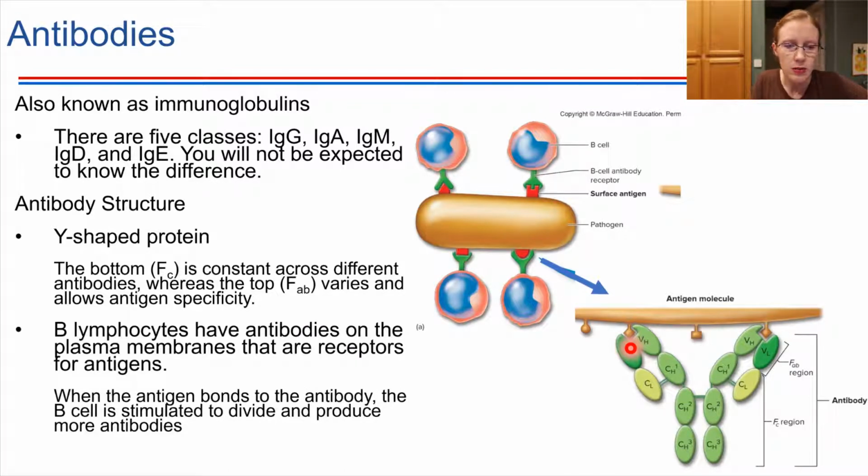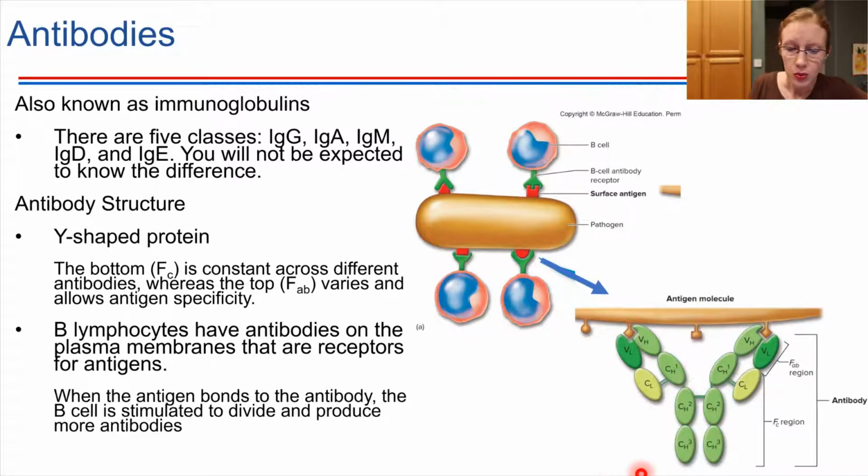So the B lymphocytes, again, are secreting these antibodies into circulation, but they also have these antibodies embedded on their own surfaces, in their own plasma membranes. So if this B cell does bind to some sort of pathogen, that binding is the triggering event that causes this B cell to proliferate, to make clonal copies of itself.